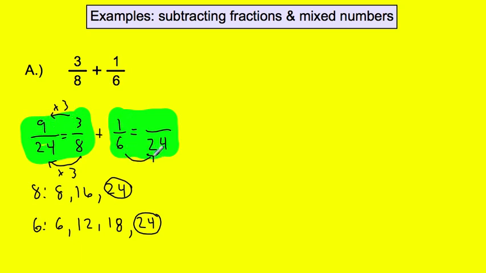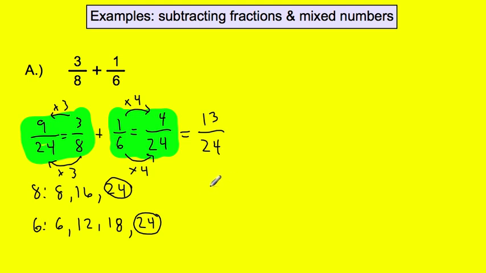Now on the other fraction, we're going to use new numbers, right? 6 times 4 equals 24. And now 1 times 4 equals 4. Combining, now that we have common denominators, we can just combine the numerators. So 9 plus 4 equals 13, and that's over 24. And then the last step, simplifying.